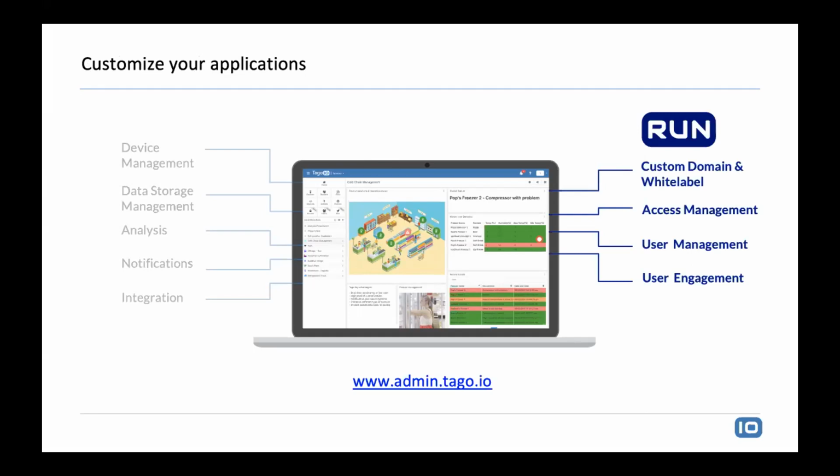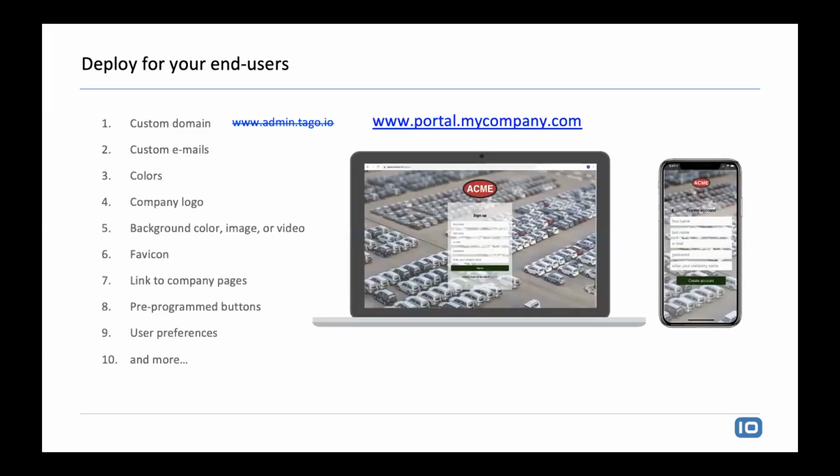On the other side, you also have the run. The run for us is one option that you see, and David will be talking and showing you how to use it. But it's more than what you normally call a way to customize your domain and your white label. Combined with other options like access management and user management, you are able to create several levels of access. Also, you have the user engagement. That's a possibility for you to understand how your users are using Tago. So it's a very versatile solution.